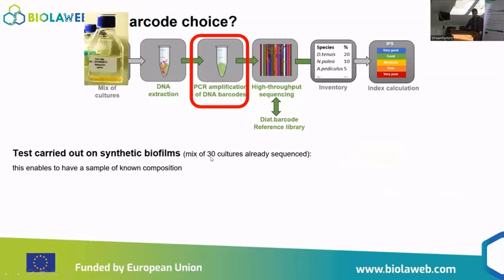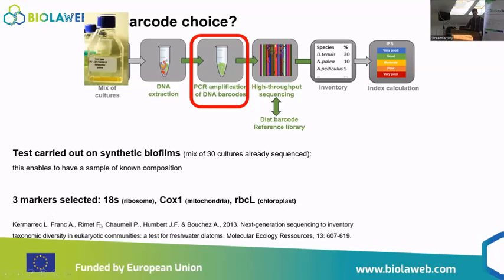This test was carried out on 30 different cultures, and we made the test with 18S, COX-1, and RBCL. And this is the paper of Lena, one of her first papers, which was published in 2013.